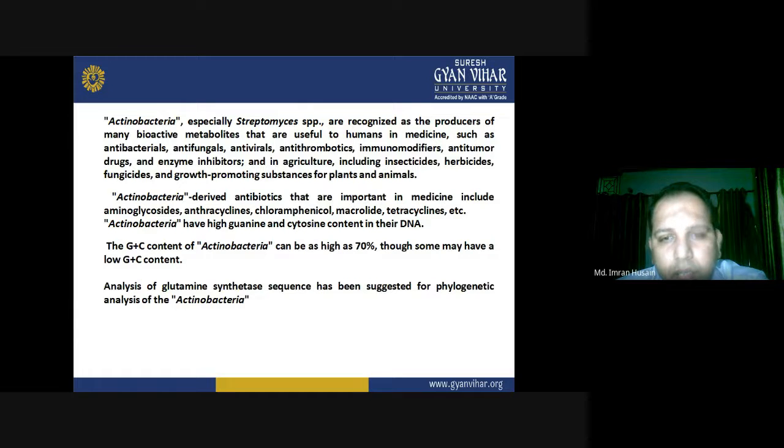Actinobacteria-derived antibiotics that are important in medicine include aminoglycosides, anthracyclines, chloramphenicol, macrolides, tetracycline, etc.